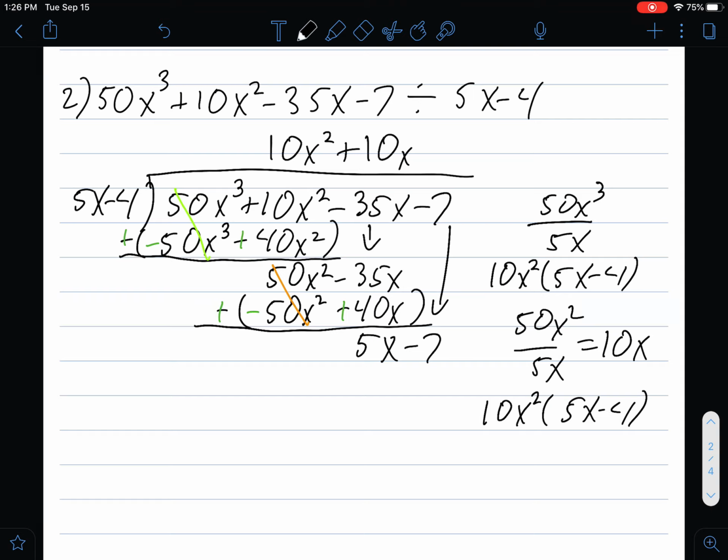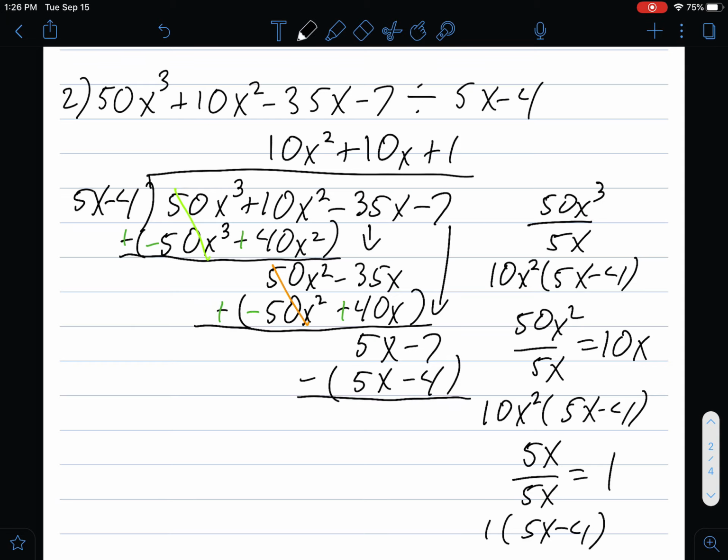Looking a little bit to the future. So 5x divided by 5x is equal to a positive 1. Right? That's, once again, 5x here divided by 5x there. So 5x minus 4 is the result of 1 times 5x minus 4. We're subtracting these two polynomials.